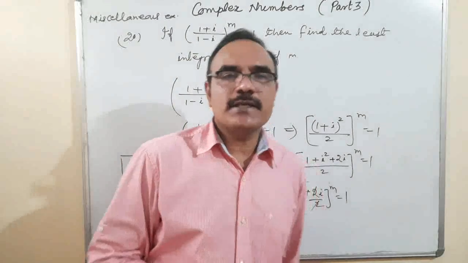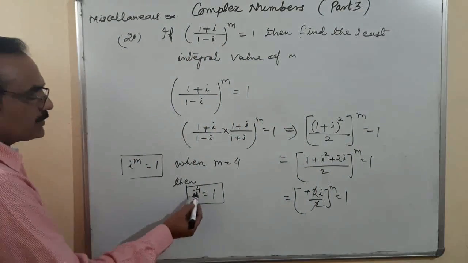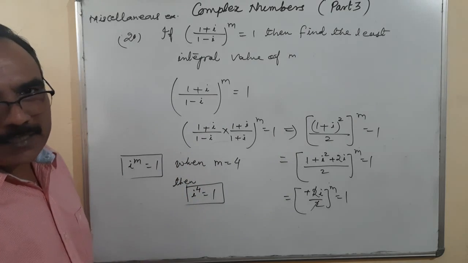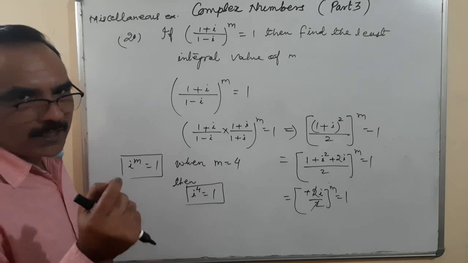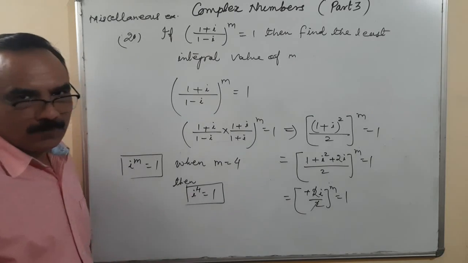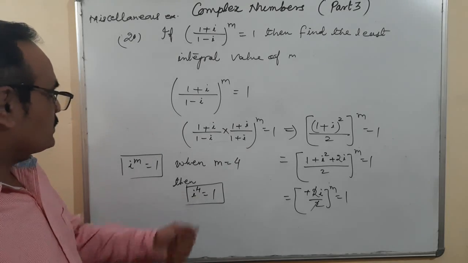So what is the least integral value? Least integral value of m is 4. Because multiples of 4 you can get many values, but the minimum, the smallest value of m is 4. Okay. So the value of m is equal to 4.